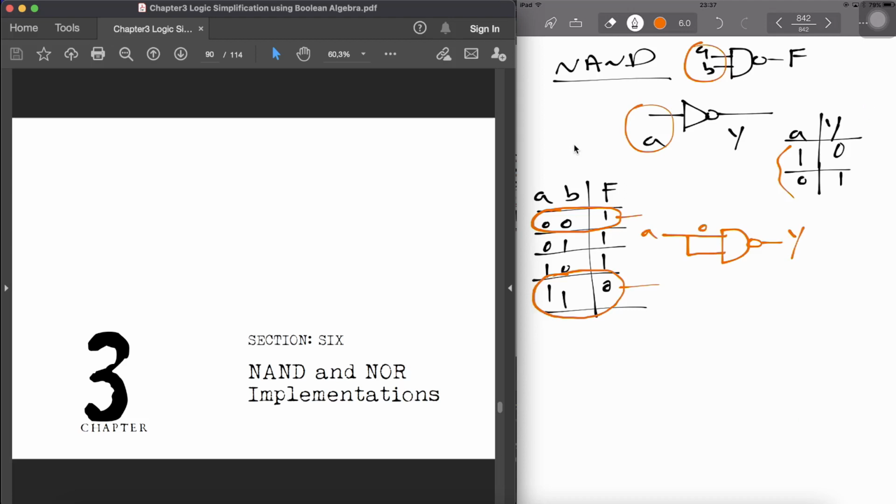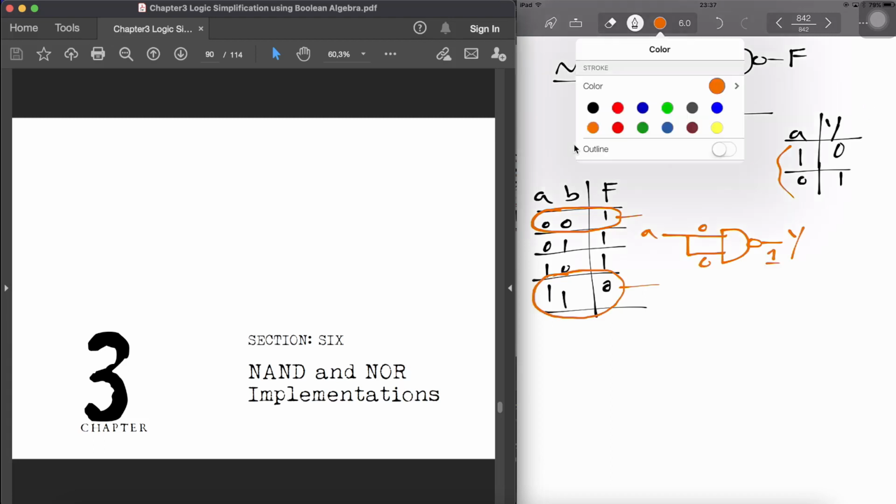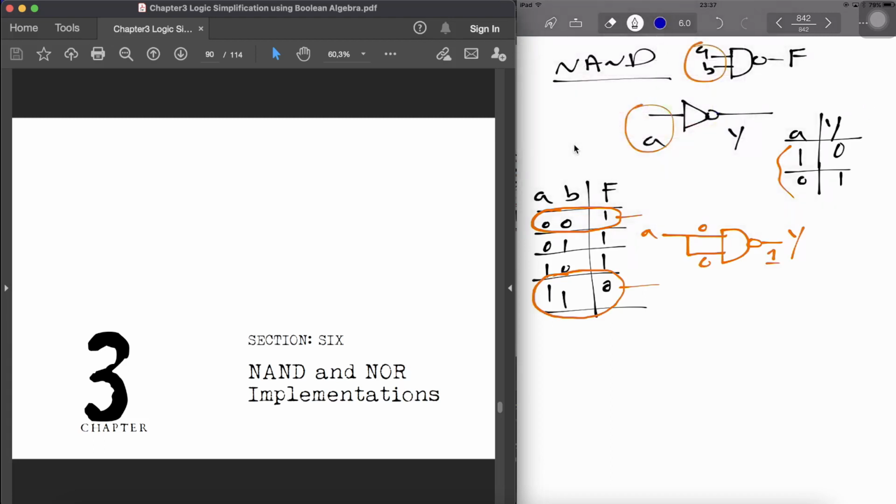So when this is 0, this will be 0, 0, 0 will be 1. Or alternatively, when this is 1 and this is 1, this will be 0, based on the NAND function truth table. So we can implement an inverter using a NAND gate.